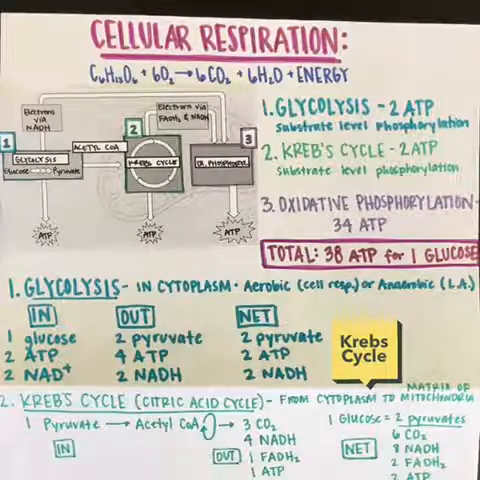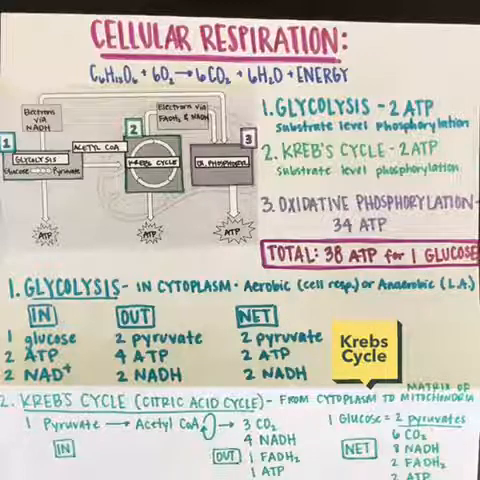Step 2 is called the Krebs cycle. It's also referred to as the citric acid cycle, so make sure you know both names. In this process, we're moving from the cytoplasm into the matrix of the mitochondria. For each pyruvate that enters the Krebs cycle, it's converted into acetyl-CoA, and then it'll go through the process of producing 3 carbon dioxide molecules, 4 NADH electron carriers, 1 FADH2 electron carrier, and 1 ATP.